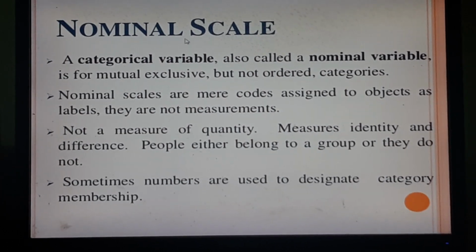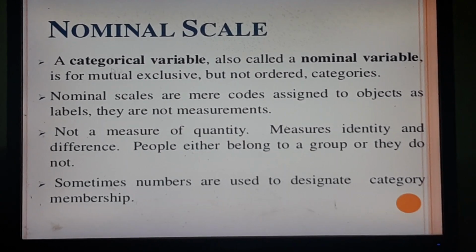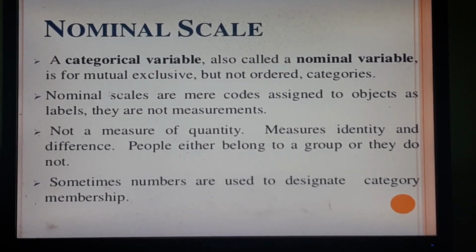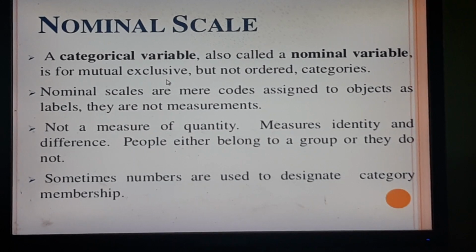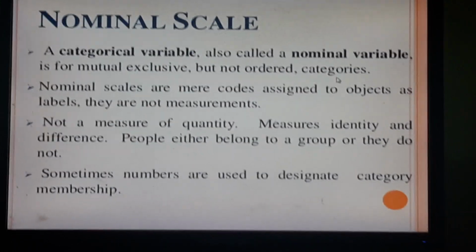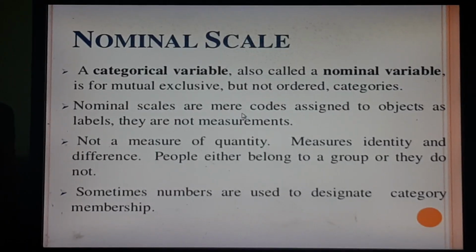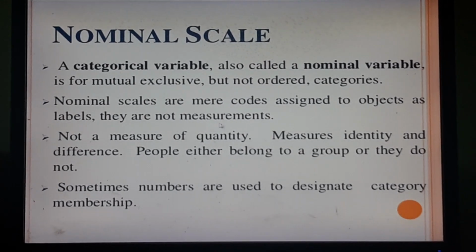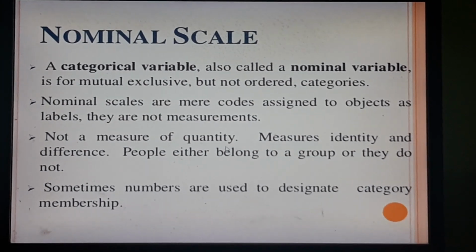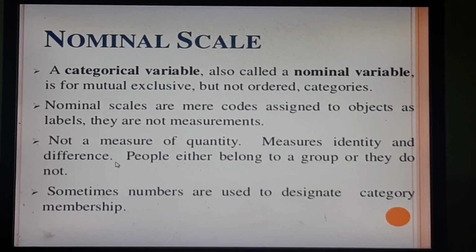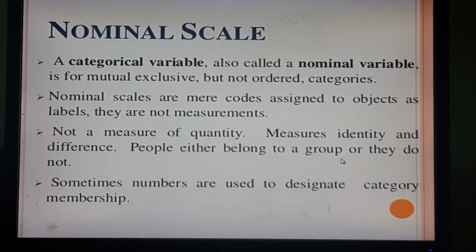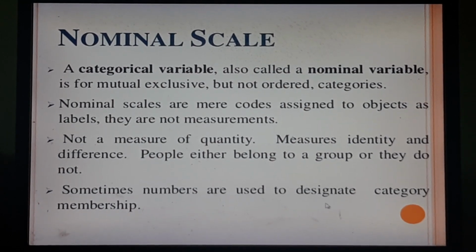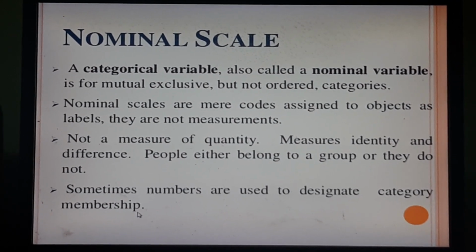First type of scale is nominal scale. Nominal scale is a categorical variable, also called a nominal variable, which is for mutually exclusive but not ordered categories. Nominal scales are mere codes assigned to objects as labels. They are not measurements, not a measure of quantity. Measures identity and difference. People either belong to a group or they do not. Sometimes numbers are used to designate category membership in nominal scale.